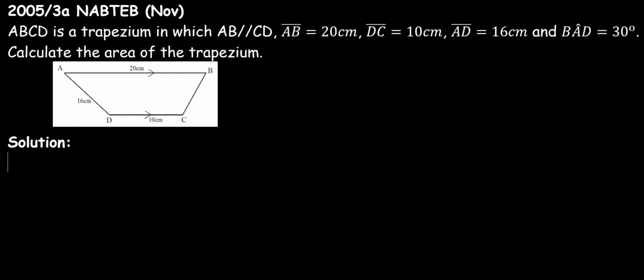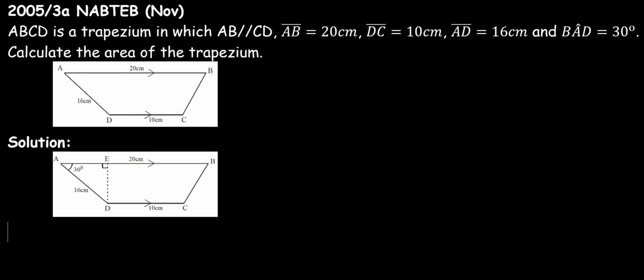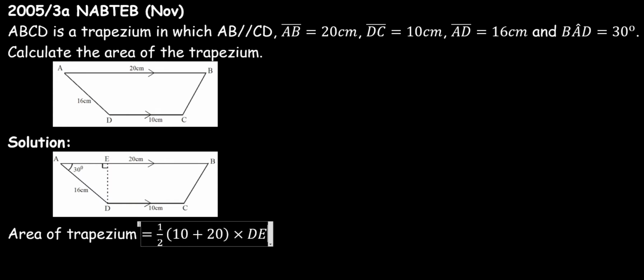Solution. From the diagram given, we have the two parallel sides which is needed for the area of a trapezium, but we're not given the height. But we're given the slant height and an angle 30 degree. So we redraw the diagram as labeling it as given below. Area of a trapezium is equals to half 10 plus 20 times DE, which is half sum of the parallel side times height. We solve for DE in triangle ADE using trig ratio.